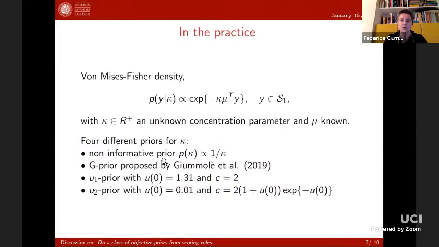First, the usual non-informative prior for k, then a prior that I've called the G prior. This is obtained, again, from scoring rules, but in a different way. And then I've considered two U priors with some specific values for the parameters U0 and C. These values were suggested in the paper by the authors, so that's why I've tried with those values here.